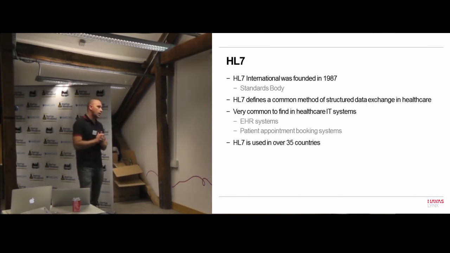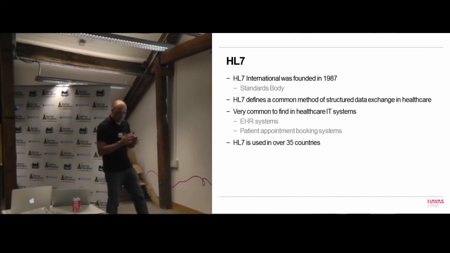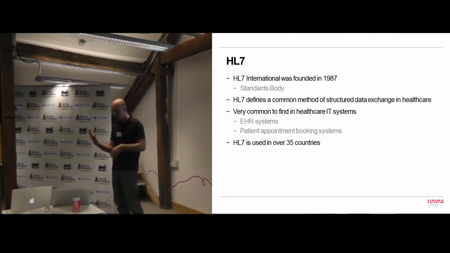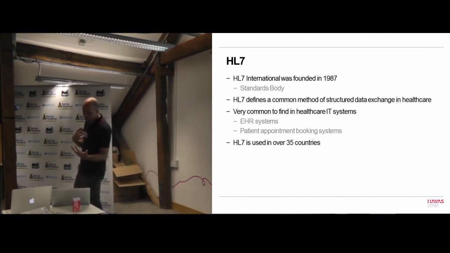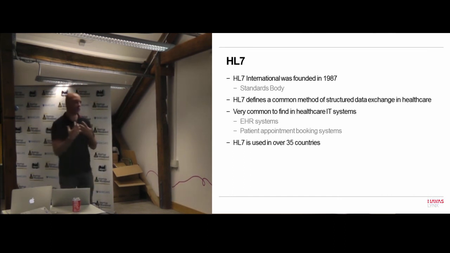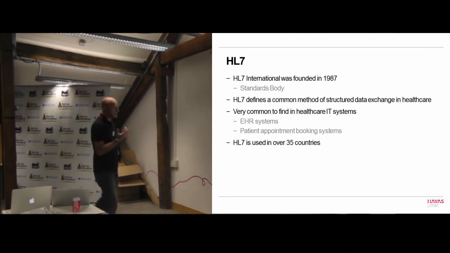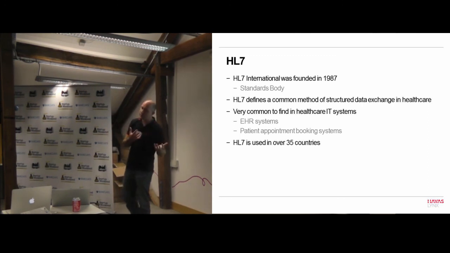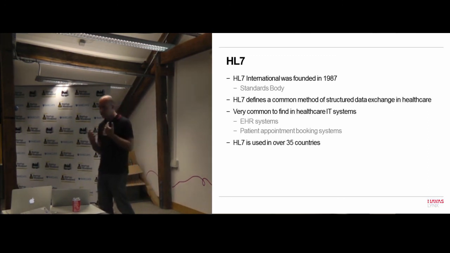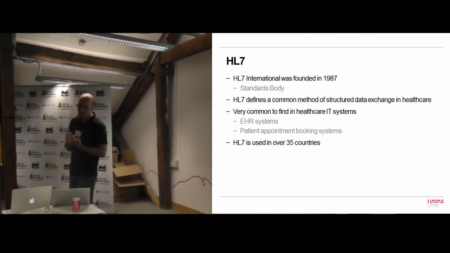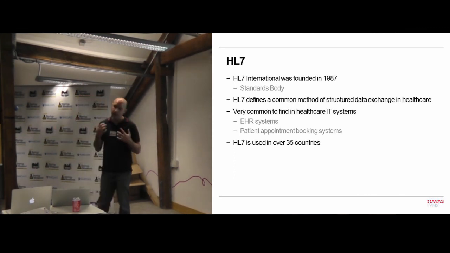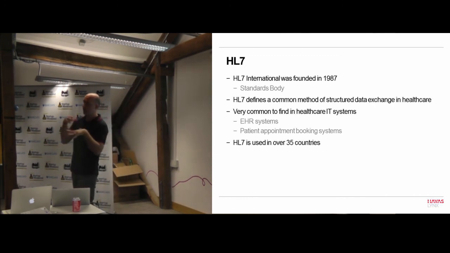Okay, so HL7. It's a funny name because it's both a data format, but also an organisation and also a standard. So HL7 International is the body which looks after HL7. It calls itself a standards body, but it's really not a standards body, not in the same sense as, say, ISO. But it is an organisation which controls what HL7 as a data exchange format is and what it looks like and what it does.